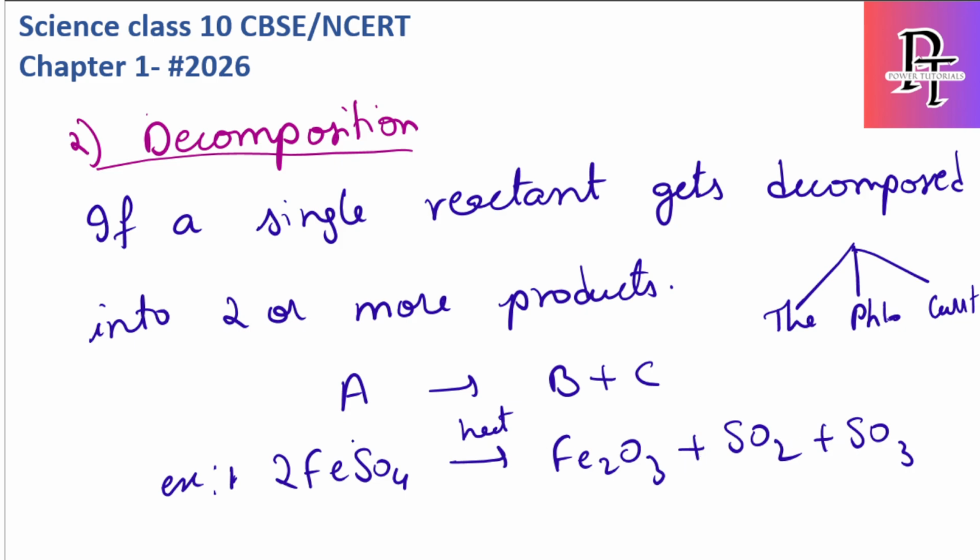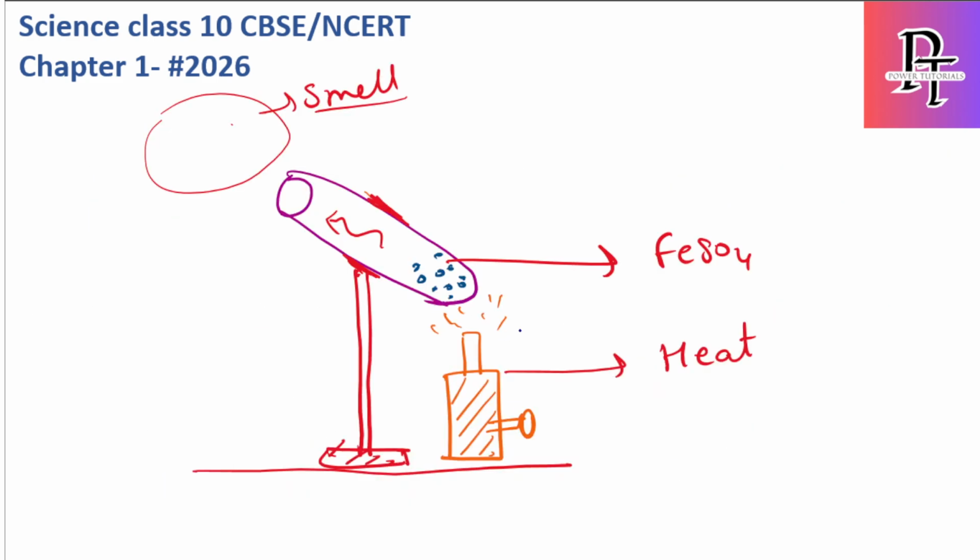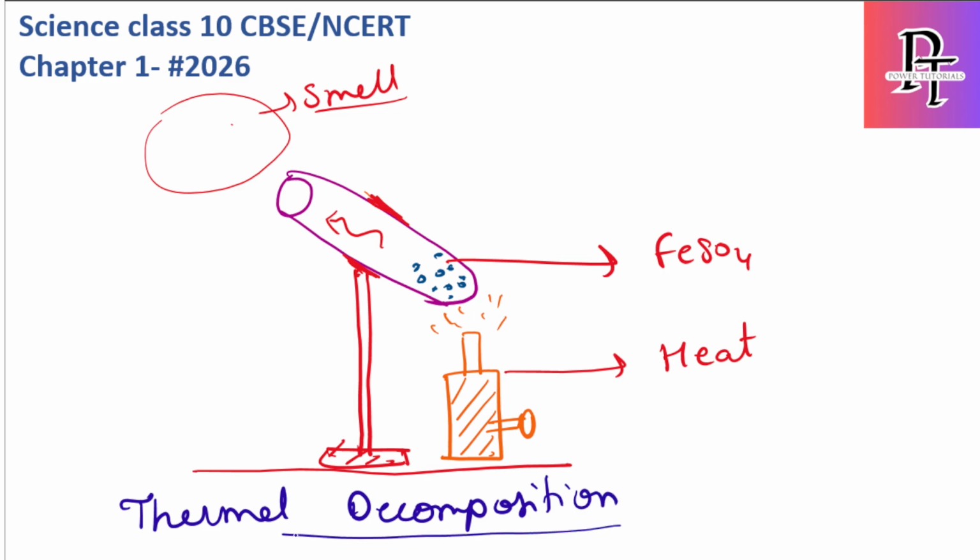So it is a balanced chemical equation where ferrous sulfate, which is solid, will decompose to ferric oxide, which is also solid, but SO2 and SO3 are gases which will be escaping from the test tube. And as we are supplying energy in the form of heat, this belongs to thermal decomposition. There are two more types of decomposition: photolytic decomposition, where light is supplied as energy, and electrolytic decomposition, where current is supplied as energy.